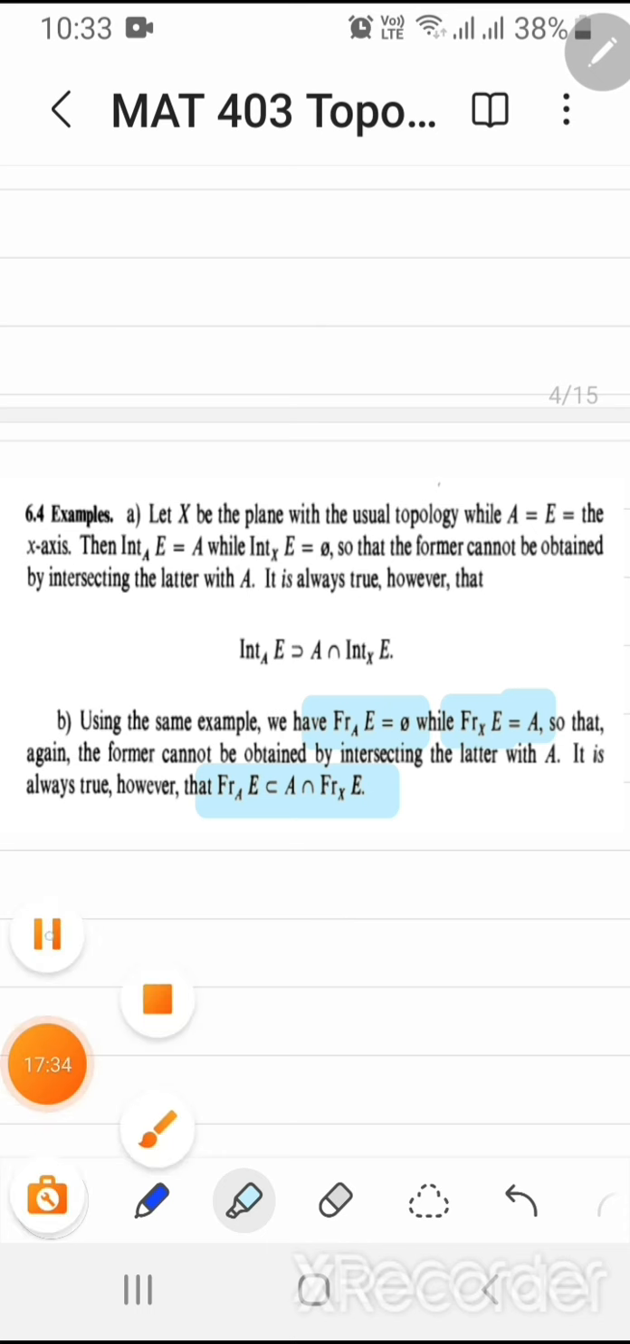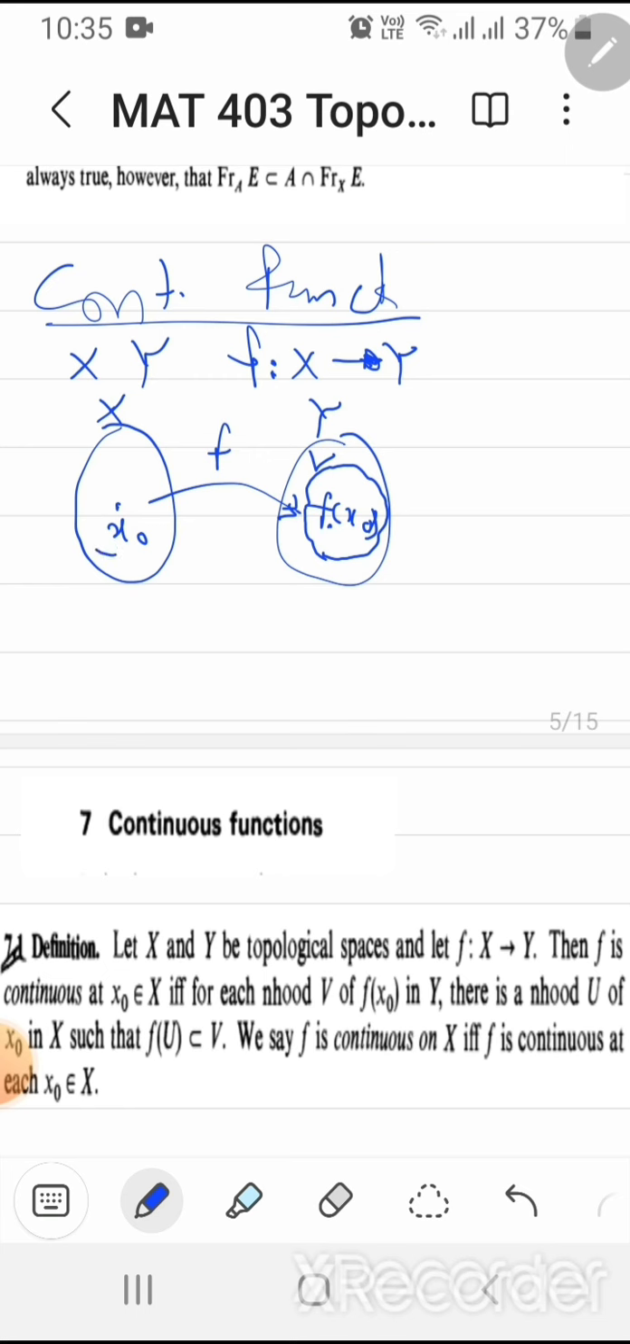If we take a neighborhood, suppose V is a neighborhood of f of x naught in Y, then there is a neighborhood of x naught, suppose U, in X, such that f of U is a subset of V, that is, the image of U is a subset of V.